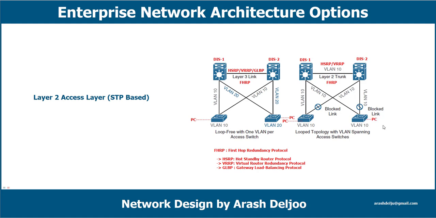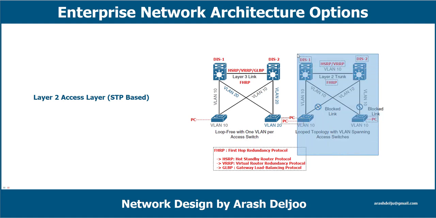Here you know that we cannot use GLBP. For GLBP, this PC needs to send its traffic to both distribution 1 and distribution 2, and as you can see, this link is blocked or this link is blocked. Here we can use HSRP or VRRP. Because of that, we can say about the layer 2 access layer, when we use STP, it is recommended to use loop free with one VLAN per access switch, and we should avoid the loop topology with VLANs spanning multiple access switches.